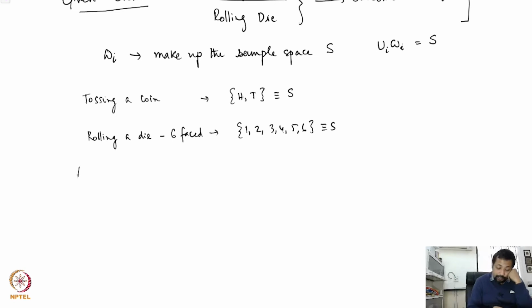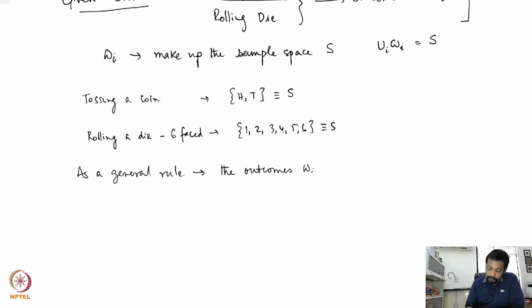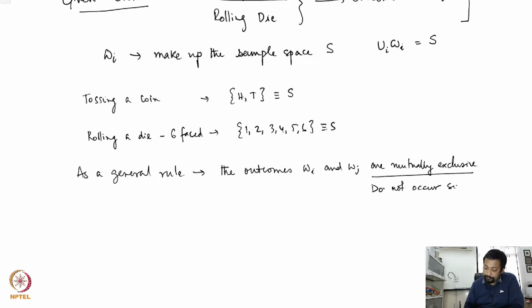But as a general rule, the outcomes omega i and omega j are mutually exclusive. What does this mean? This essentially means that they do not occur simultaneously. Right?